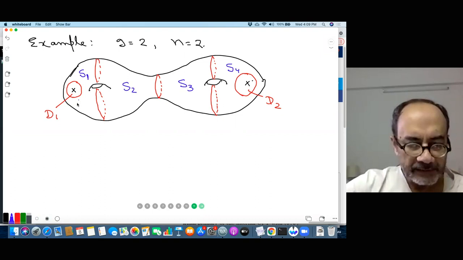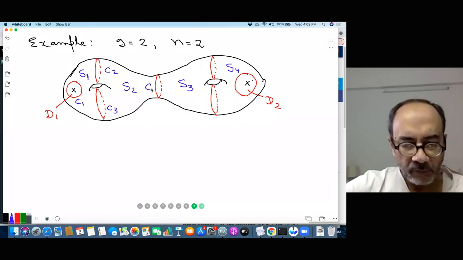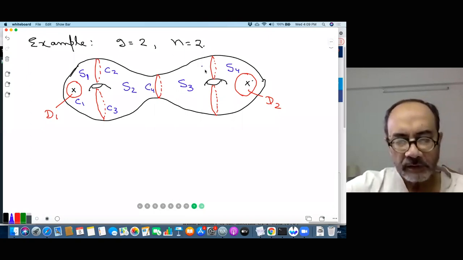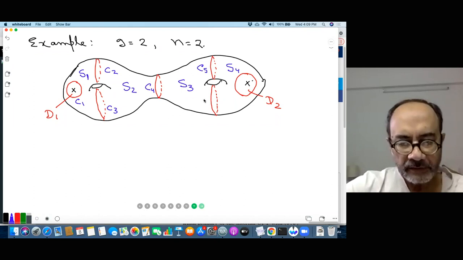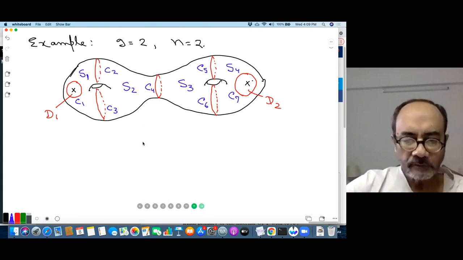Now, how many circles are there? Here is C1, C2, C3, C4, C5, C6, and C7. Okay, so let's now see if the counting matches.